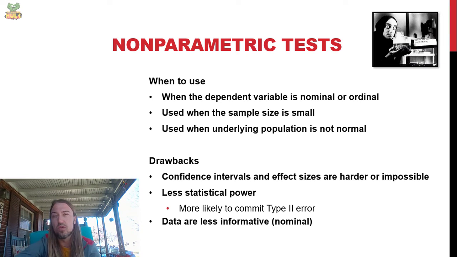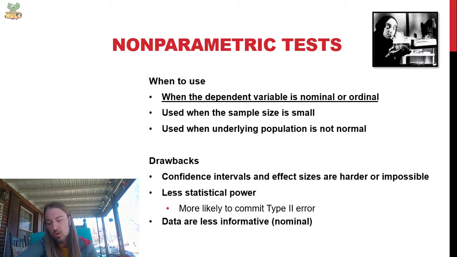They're there for when your data needs them, when you can only analyze your data using a non-parametric test. So we're going to look at an example where we've broken the first assumption that the data are interval or ratio, and in fact we'll find that the data are nominal.